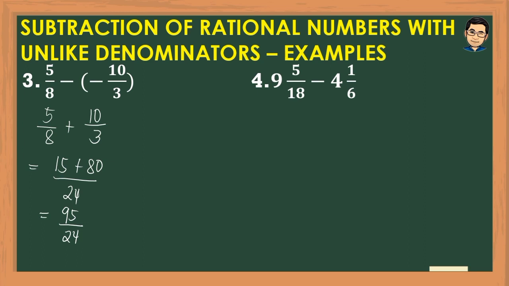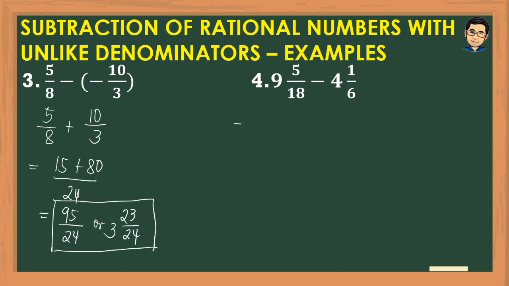So how many 24 are there in 95? And that is 3. And then the remainder will be 23 over 24. So this will be our answer. Again, to check, if 3 and 23 over 24 is equal to 95 over 24, we multiply 24, the denominator of the fraction, to the whole number. So 24 times 3, that is 72, plus 23, that is 95. So 95 over 24.